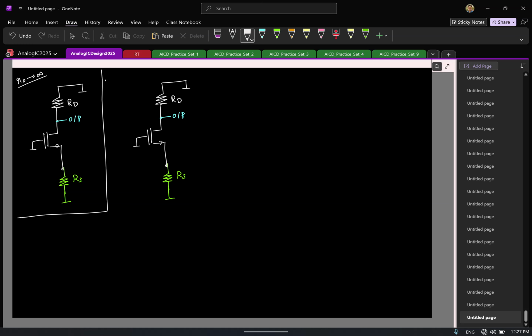Let's start with voltage. For finding the input referred voltage, what value of RS do I use? What did we use here? 0.